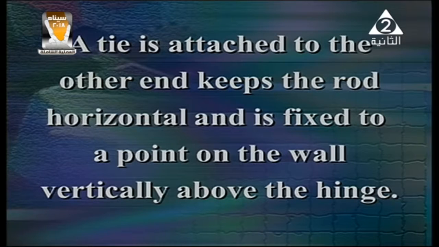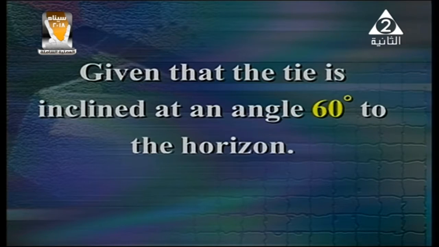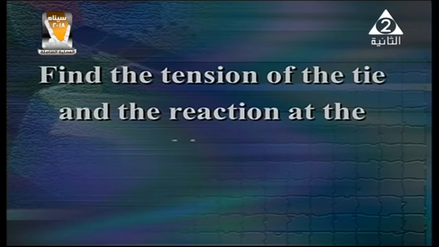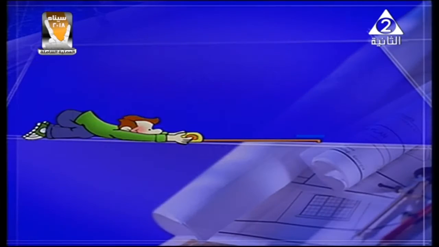A tie is attached to the other end and keeps the rod horizontal, and it is fixed at a point on the wall vertically above the hinge. Given that the tie is inclined at an angle of 60 degrees to the horizontal, find the tension of the tie and the reaction at the hinge.